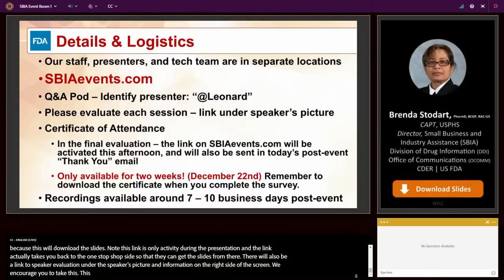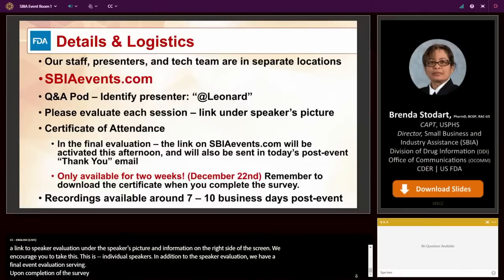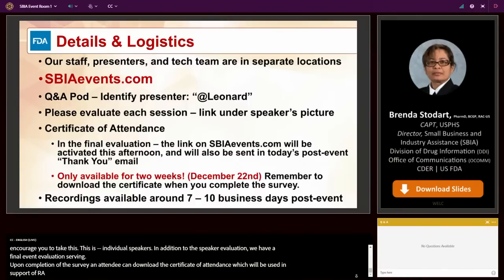We encourage you to take the time to complete the evaluation, as your feedback is much appreciated by the individual speakers. In addition to the speaker evaluation, we also have a final event evaluation or survey. Upon completion of this survey, an attendee can then download a certificate of attendance, which may be used in support of RAPS, SOCRA, ACRP, and SQA credits. The certificate must be downloaded immediately upon completing the survey, otherwise that particular opportunity is lost.